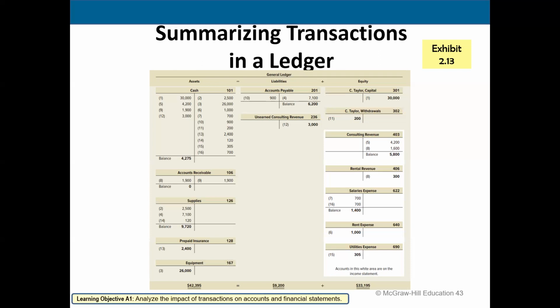So I hope that was valuable, going through all those transactions and seeing how the debits and credits work, and then how they're recorded in the ledger. So then at the end, we can find the balance in all of our ledger accounts.